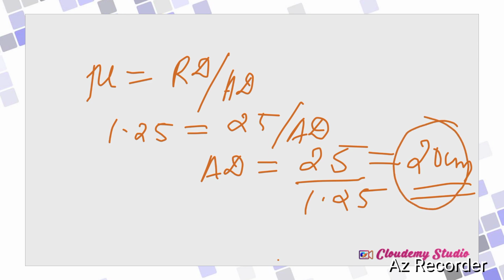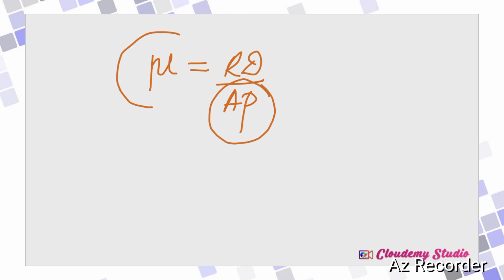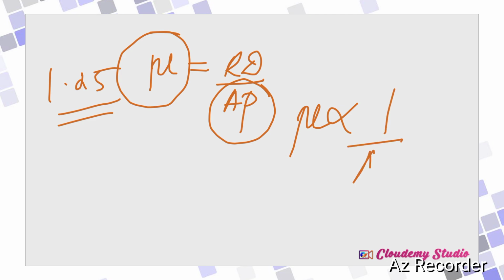So the apparent depth is 20 centimeter while the real depth of the liquid inside the beaker is 25 centimeter. Moving on, how will the length in part A change if another liquid of refractive index greater than 1.25 is used? We know that refractive index is equal to real depth by apparent depth. So it is asked how will the apparent depth change if the refractive index of the liquid is greater than 1.25. Now we can observe that there is an inverse relation between mu and apparent depth.